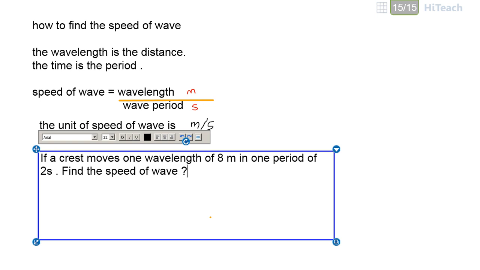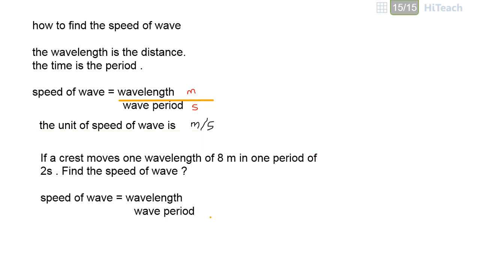What do I have here? The first step, I have to look at the given information. The given information: the wavelength, which is 8 meters, and the period, which is 2 seconds. So, the second step now, I have to write the equation. Speed of wave equals wavelength over wave period. So I have to write the division sign like this.